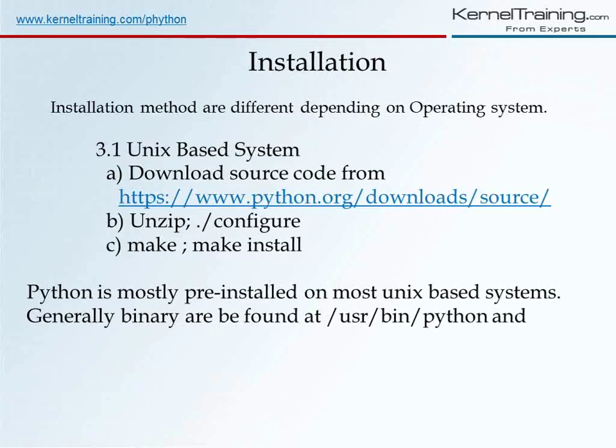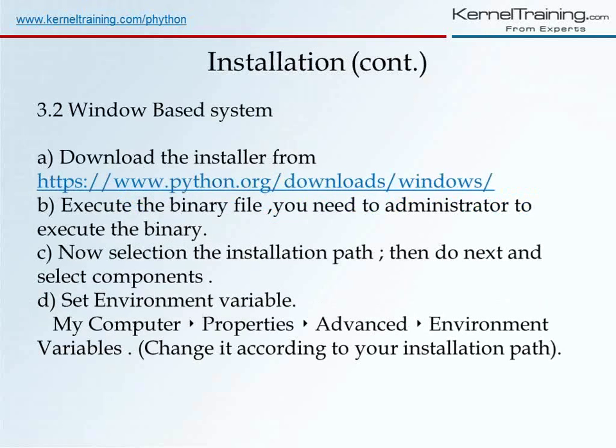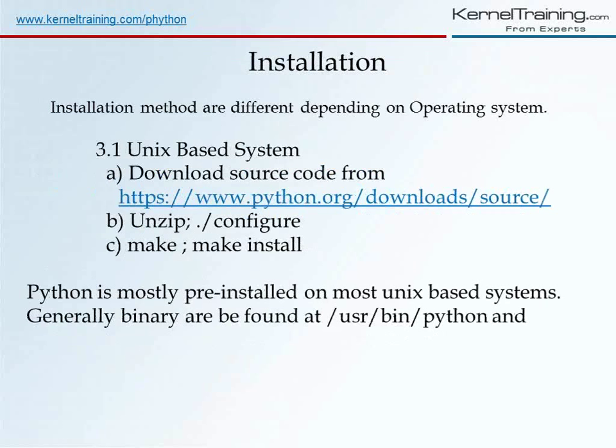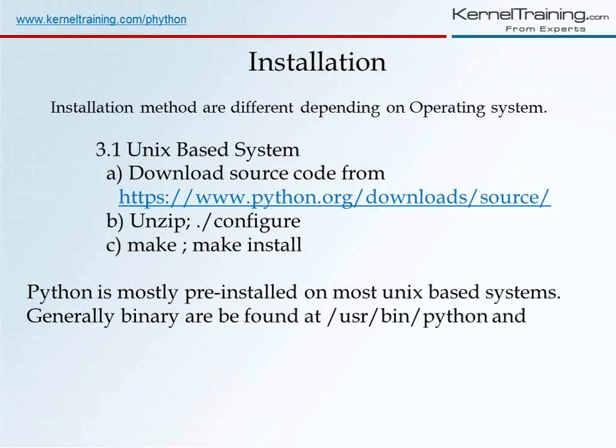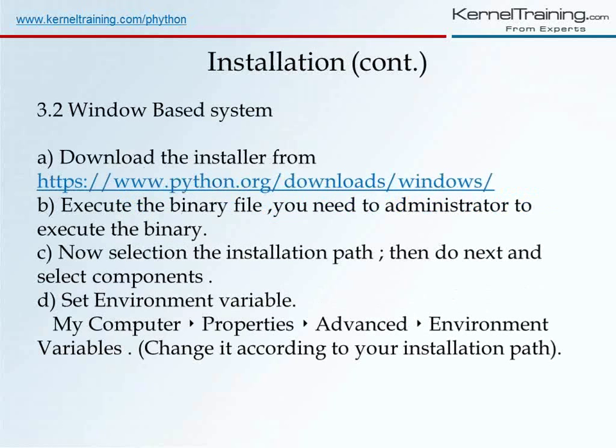Once you install it, you can find the binaries under the usual path, which is /usr/bin/python or python3.x, whatever version you have downloaded. If you want to know the installation path, you can run which python, and it will give you the path. Or you can also use the whereis command, whereis python, and it will give you the installation directory. Okay, we can move on to the next slide.